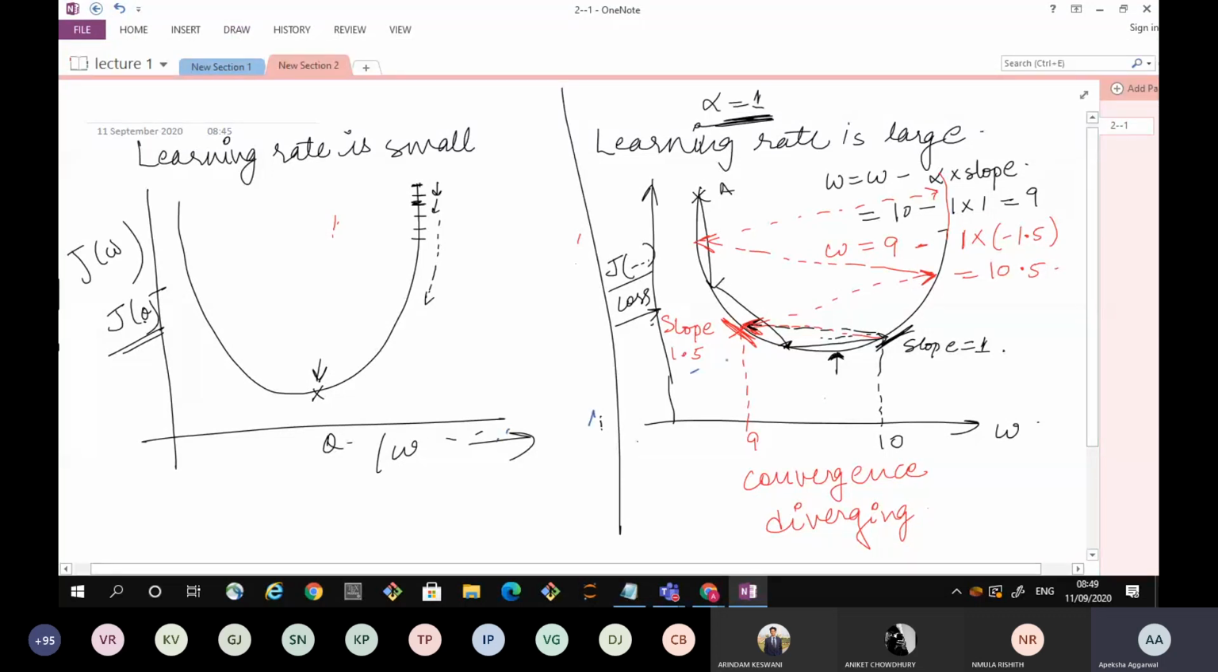This is point A, initially it was at A, then it was B, then C, then D and E, and so on. So what is happening is it's oscillating. My gradient descent is oscillating between points. So it should not happen. We should not set the learning rate too large, so that it diverges instead of converging.